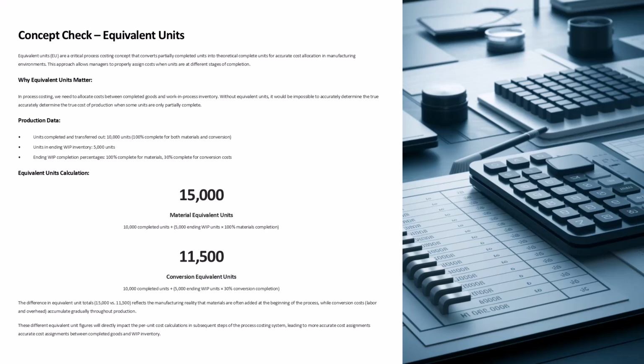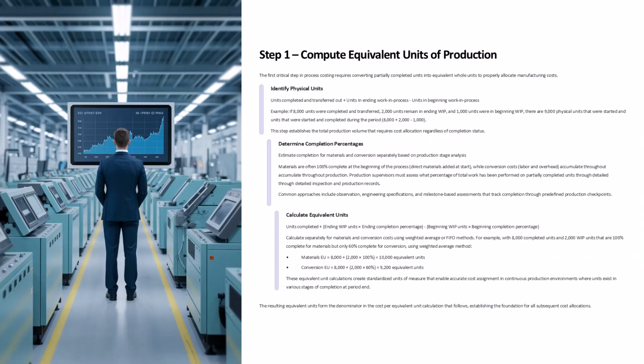To learn accounting, you must do accounting, and mastering equivalent unit calculations is the gateway to understanding the entire process costing methodology. Slide 21, Step 1, Compute equivalent units of production. The first step in weighted average process costing creates the equivalent unit foundation upon which all subsequent calculations build.